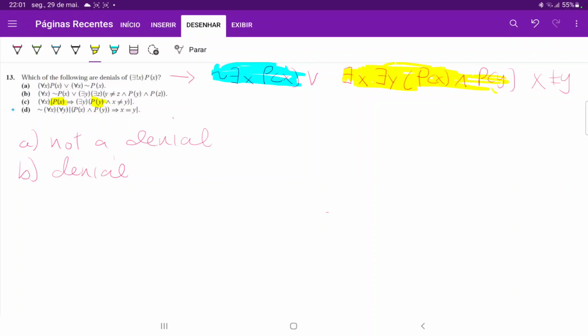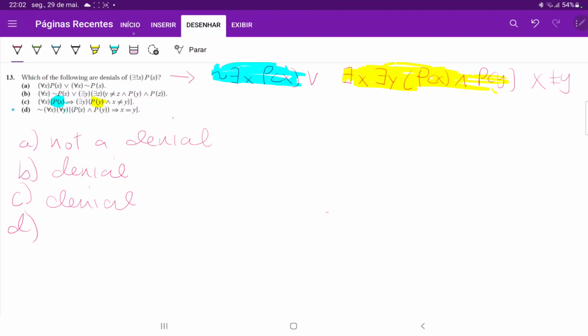So we took care of the scenario where there might be many elements and these elements are not the same. But what about the scenario where there does not exist a single element that makes p of x true? Then this is clearly false, right? And if the antecedent is false, then the whole conditional statement is true. So either way, if we have more than one element, or we have no elements, this conditional statement is true. So C is a denial, right?